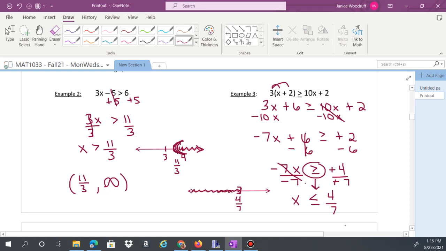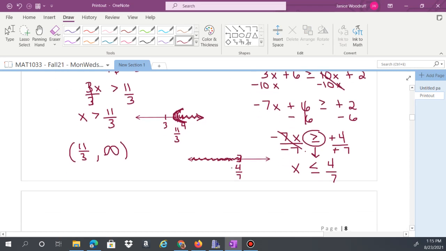So there's our graph. And then our interval notation, you have the lowest number as negative infinity. So parentheses, negative infinity, comma, 4 sevenths with a bracket. Yes. It is going to the left because it's less than or equal to.